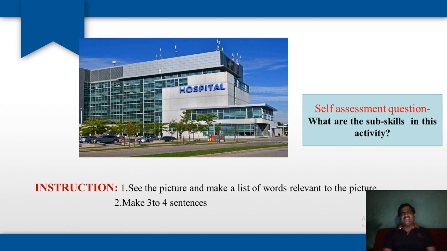The next activity is also your picture. A hospital picture is also here. See the picture and make a list of words related to the picture. The words first you have to write. Then by using the words, make 3 to 4 sentences, and the sentences can be arranged in a proper order. So here, such type of activity is being performed.